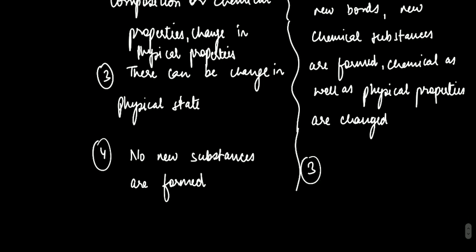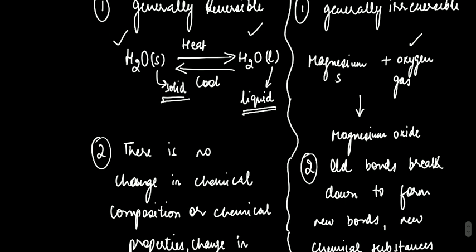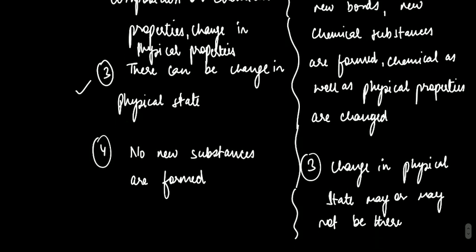Then we can add this point, which is in sync with the third point: change in physical state may or may not be there. Now, what do we understand by this? Magnesium over here is in the solid form. Oxygen is in the form of gas. Magnesium oxide is again solid. Now, there is change in state of matter over here for sure. So, this one example or this one point can be a similarity between physical and chemical change.